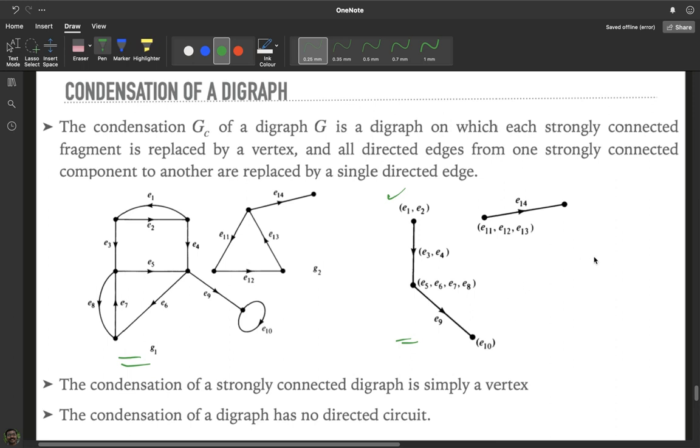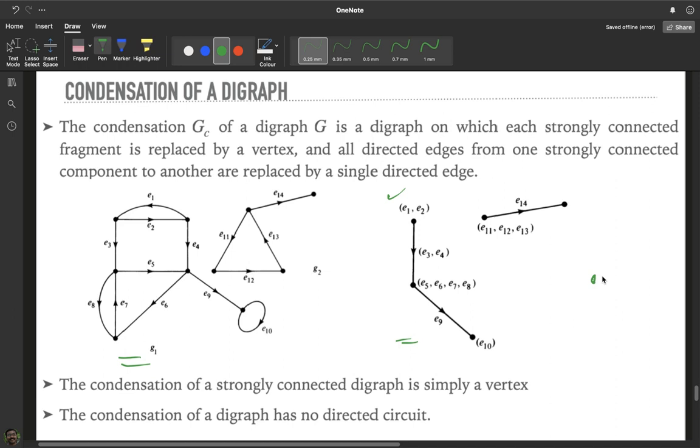And if the graph is actually strongly connected, its condensation would be just a single vertex only. Why? Because the given strongly connected graph itself will be a fragment, because you can always reach one vertex from another. So it can always be reduced to a single vertex. So if a graph is strongly connected, its condensation will just be a single vertex.